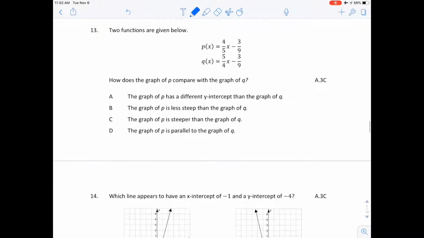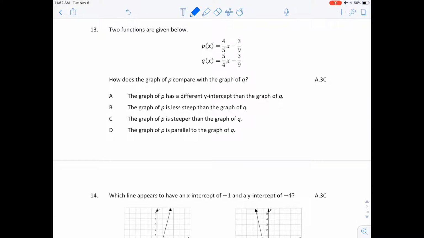All right, number 13. We have two functions given below, and it says, how does the graph of P compare with the graph of Q? So here's what I would suggest. First thing, type them both into y equals. So type this one into y1, type this one into y2, and then just press graph.